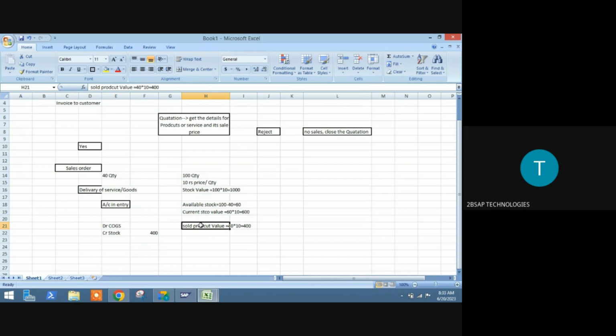What is this one, sir? This is your cost, not sales value, not sales revenue or income. It is the product that you have delivered to your customer. What is the actual cost?